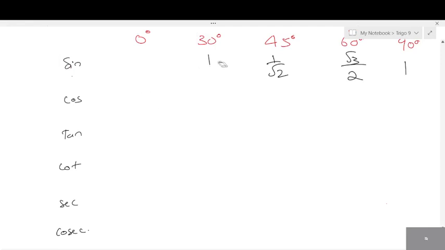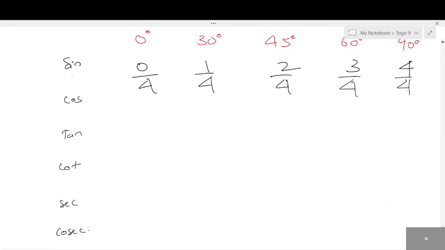See, if you want to remember, if you forget the sine values, students, in the exam, write 0, 1, 2, 3, 4. Okay, 0, 1, 2, 3, 4. Divide all of this by 4 and find the square root. Divide everything by 4 and find the square root.